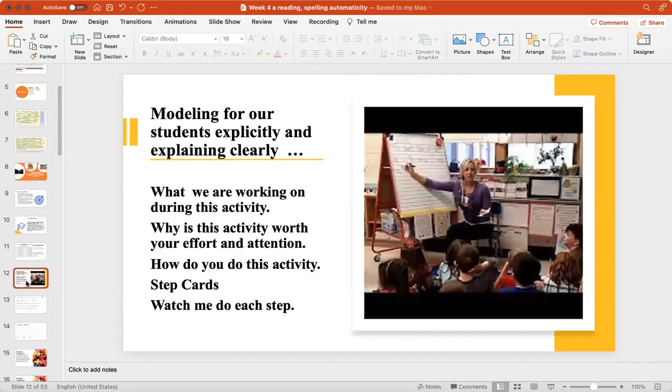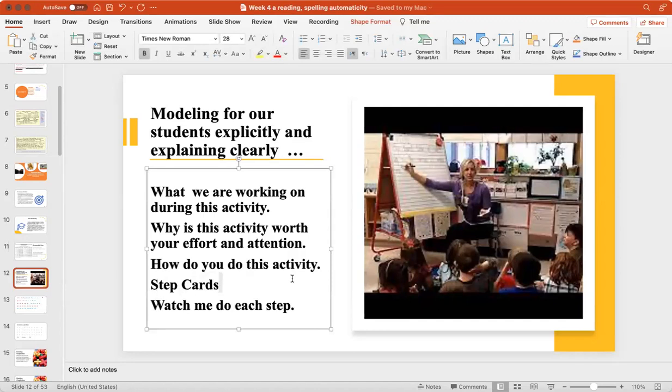So how do we do all this? We show our students what we want them to do, explaining clearly the task we're doing, why we're working on this, and why it's worth their effort and attention. And then how to do the activity. One of the things I like to do is called step cards. A step card is just a piece of paper or a 3x5 card, or whatever you can write on, which says: this is the first thing you do, this is the second thing you do, this is the third, when doing this task.